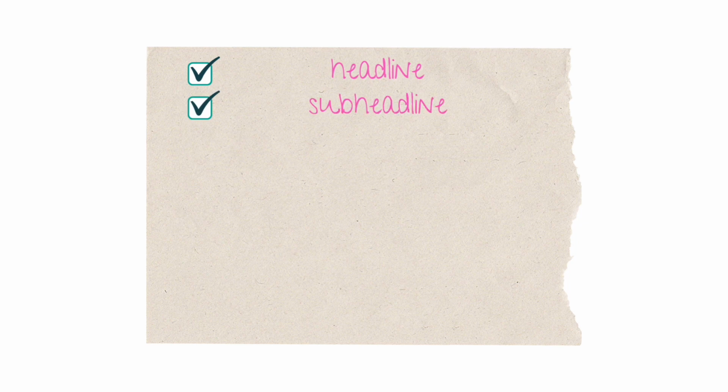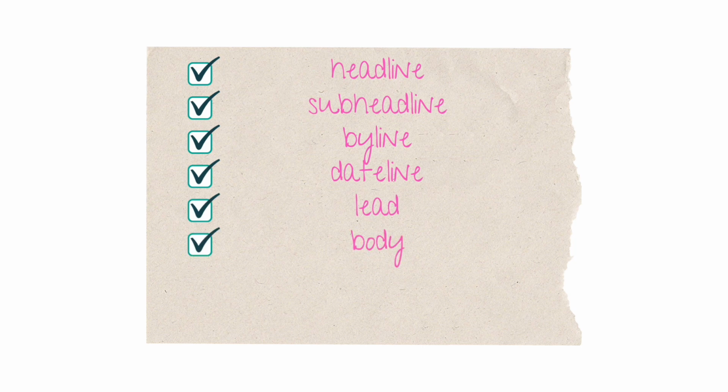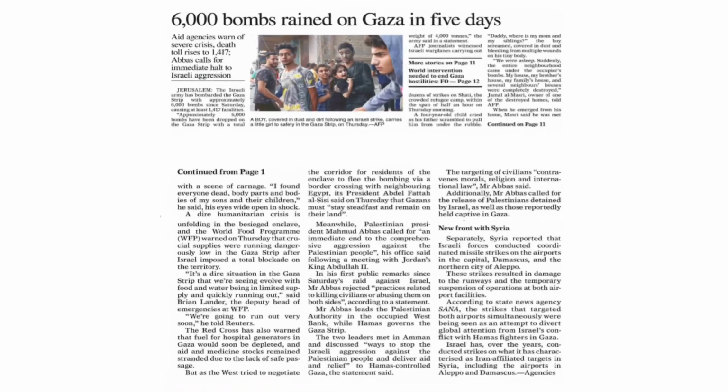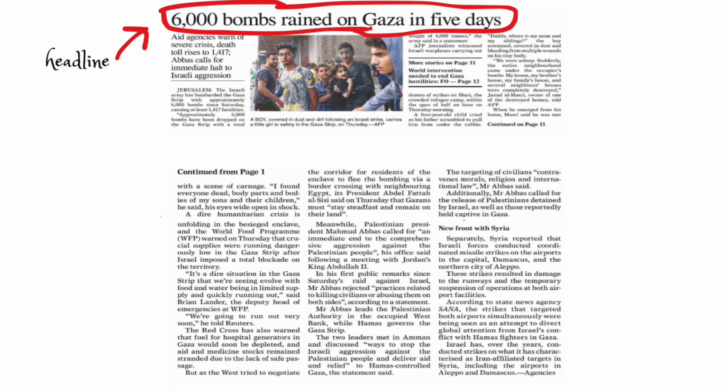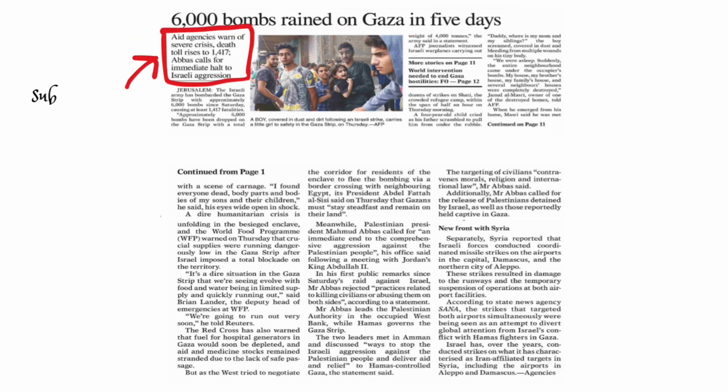Now let's get to the parts of an article. The parts of an article include headline, subheadline, byline, dateline, lead paragraph, body, page jumps, and the conclusion. The headline is the title of the article and is usually printed in large bold font. The subheadline is a smaller headline that is used to provide additional information about the main headline.